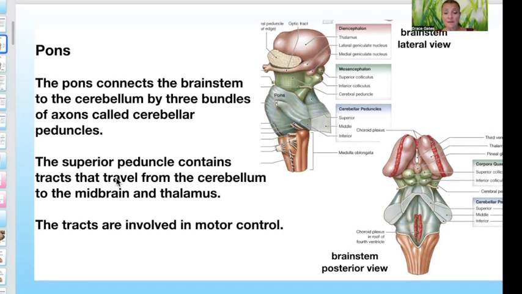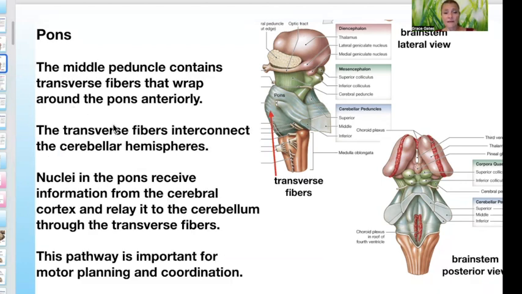The superior peduncle contains tracts that travel from the cerebellum to the midbrain and thalamus, which are just above the pons. The tracts are involved in motor control. The middle peduncle contains transverse fibers that wrap around the pons anteriorly. The transverse fibers interconnect the cerebellar hemispheres.